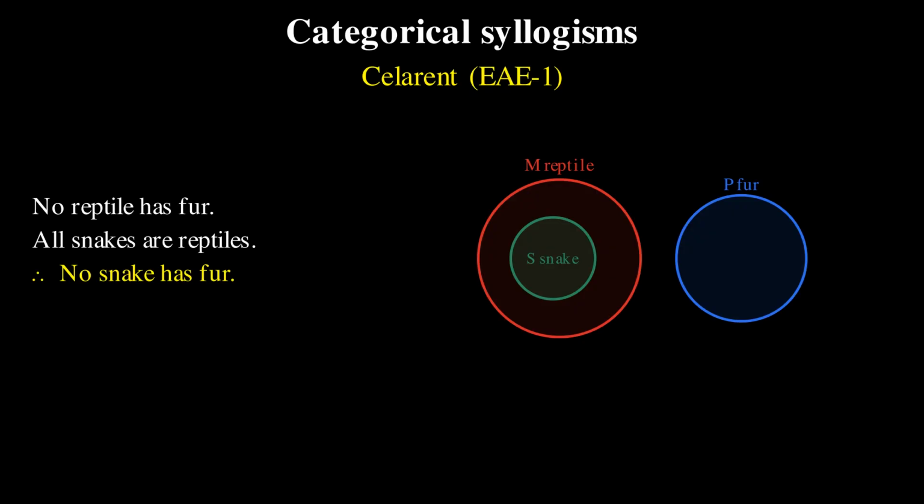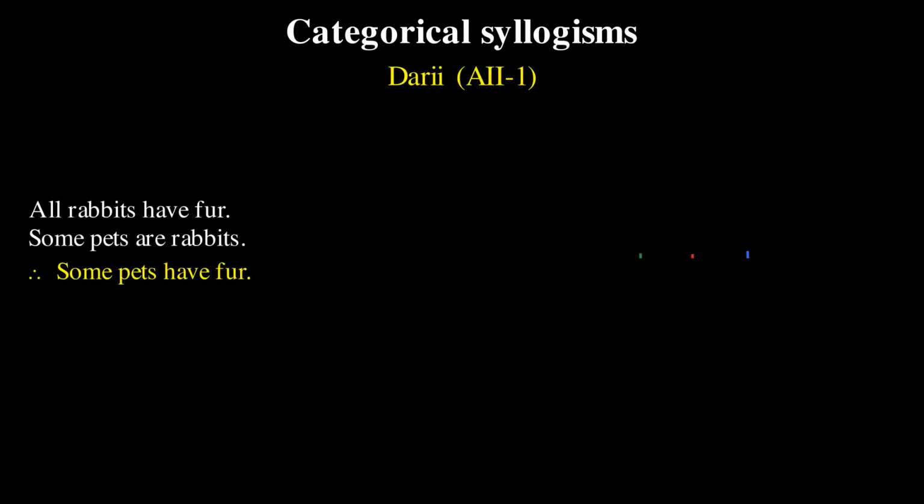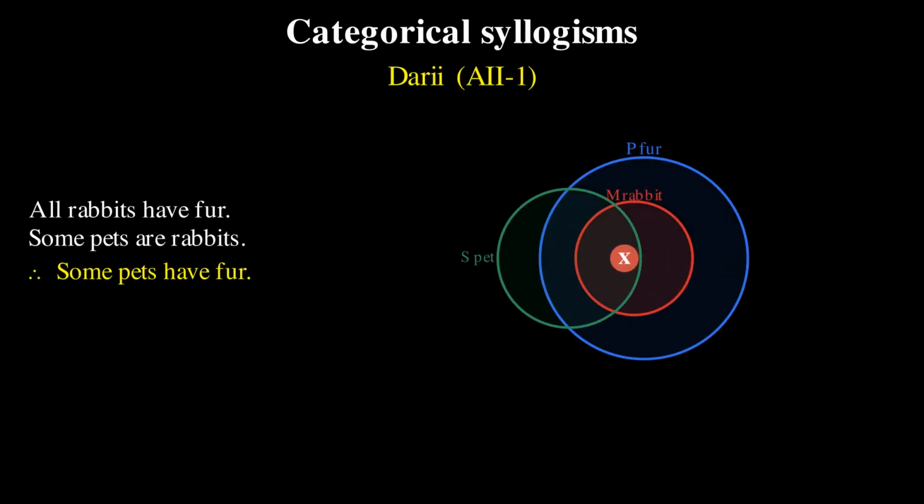Celarent. No reptile has fur. All snakes are reptiles. Therefore, no snake has fur. Reptiles and fur are disjoint, and snakes sit inside reptiles. Darii. All rabbits have fur. Some pets are rabbits. Therefore, some pets have fur. The X sits in pets and rabbits, which already lies inside fur.